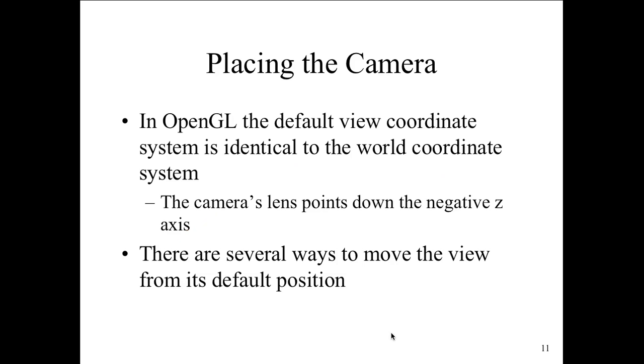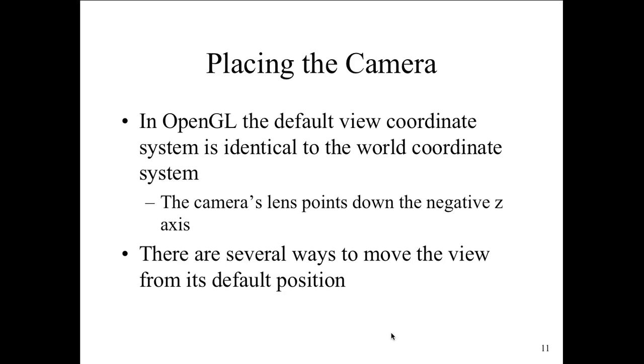So placing the camera in OpenGL and also VRML, the default view coordinate system is identical to the world coordinate system, which means that by default you're seeing it straight on by the x and y intercept at 0. And the z, you're facing down the z-axis essentially. The camera's lens points down the negative z-axis.